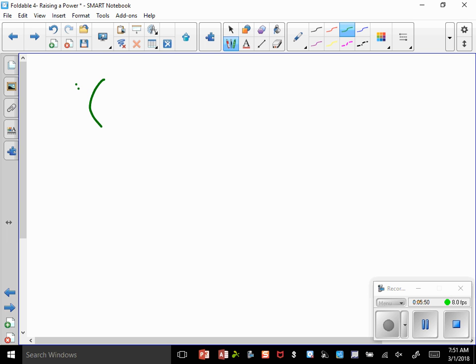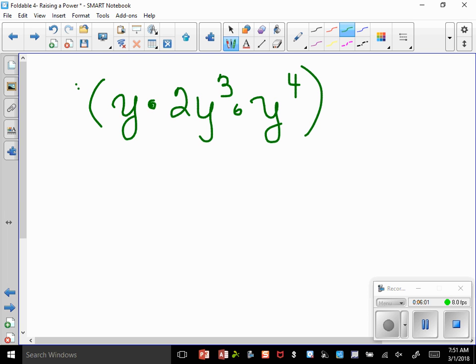So let's say you had something like this: y times 2y to the 3rd times y to the 4th, and let's say all of that is raised to the negative 3rd power. Because it doesn't say that your exponent on the outside has to be positive. So what if there's a negative exponent on the outside? Now you can do this two ways.